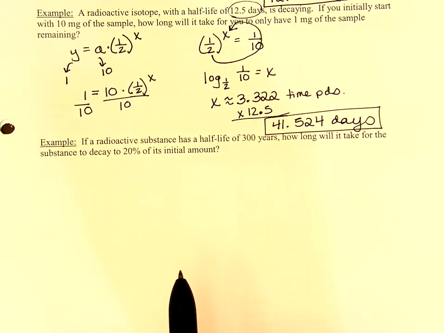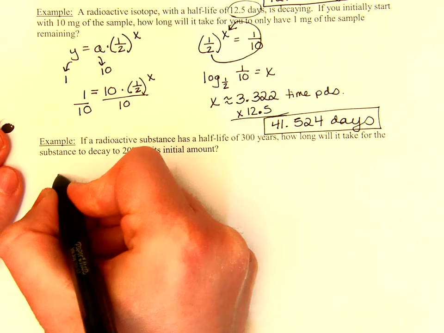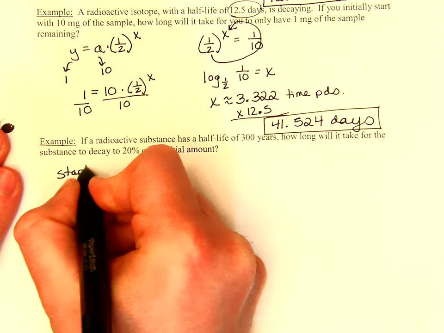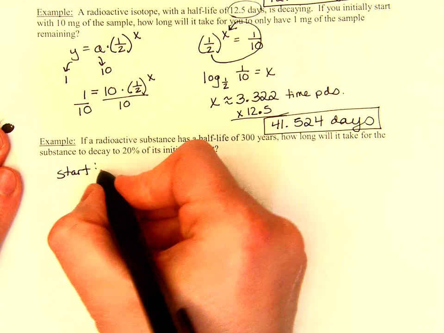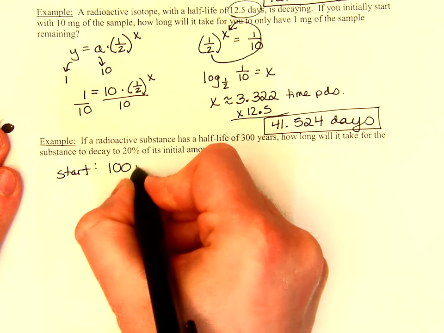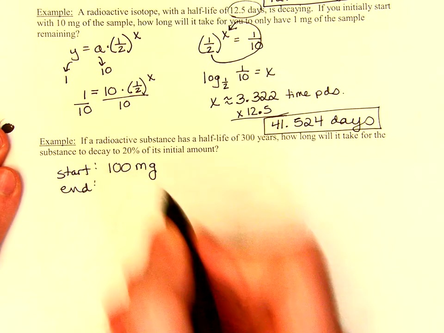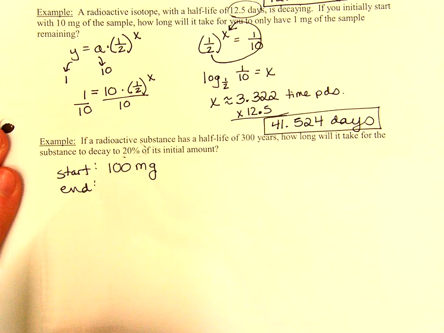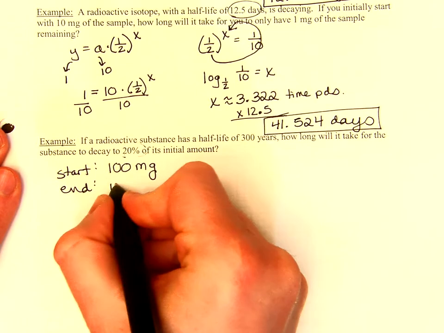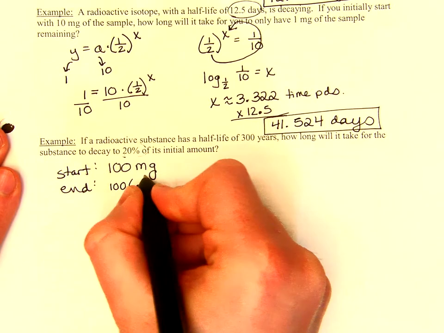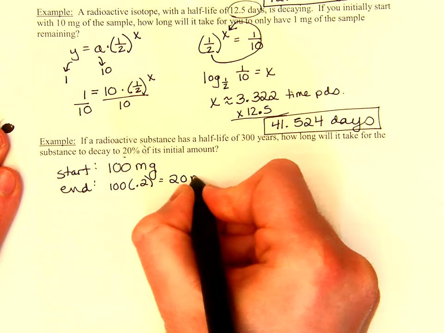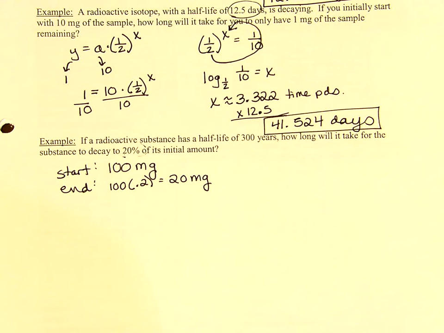Now, we were not told the starting amount. We can actually just make up a starting amount, and you'll see why this works as we work through the math. Let's say, to make things easy, we're starting with, how about 100 milligrams? If we're starting with 100 milligrams, and we're waiting until it decays to 20% of the initial amount, well, what's 20% of 100? 20. You're going to end with 20 milligrams.